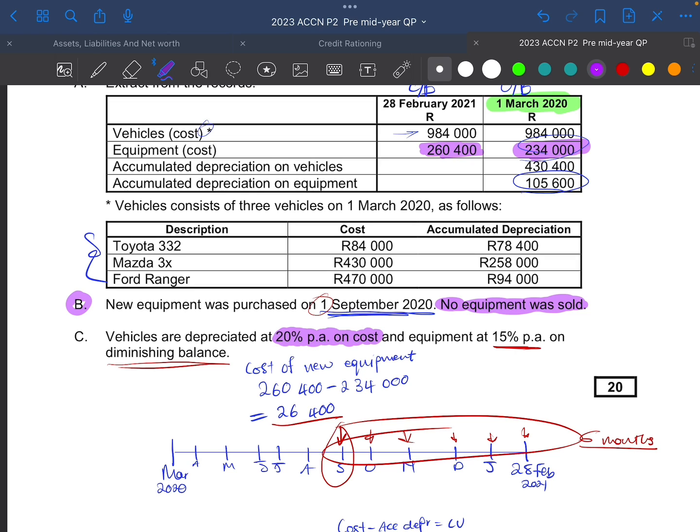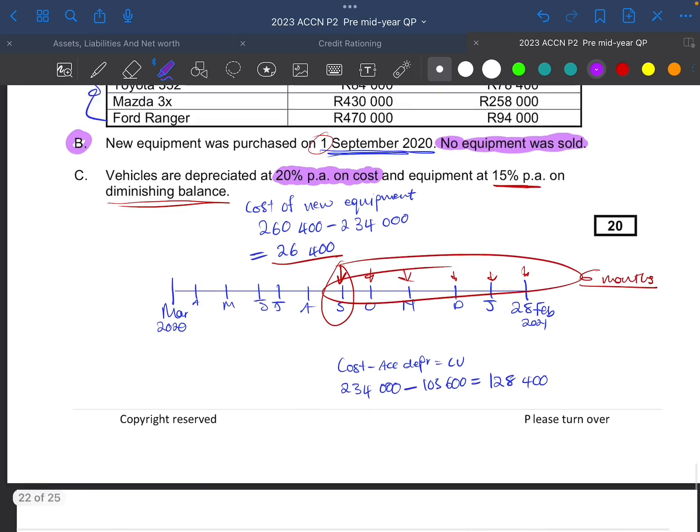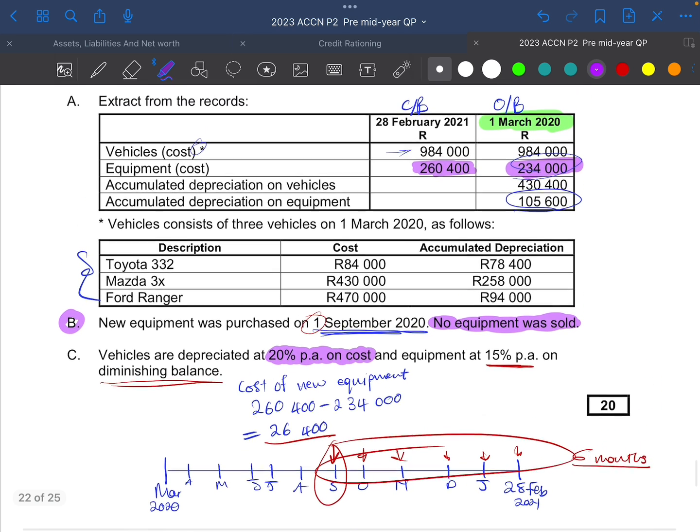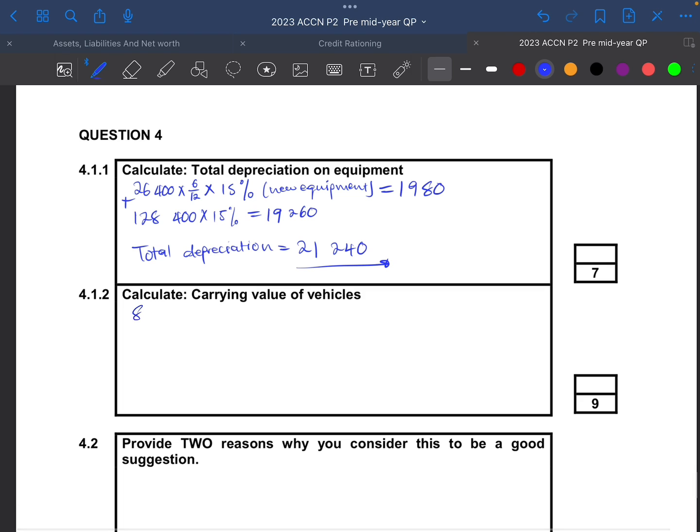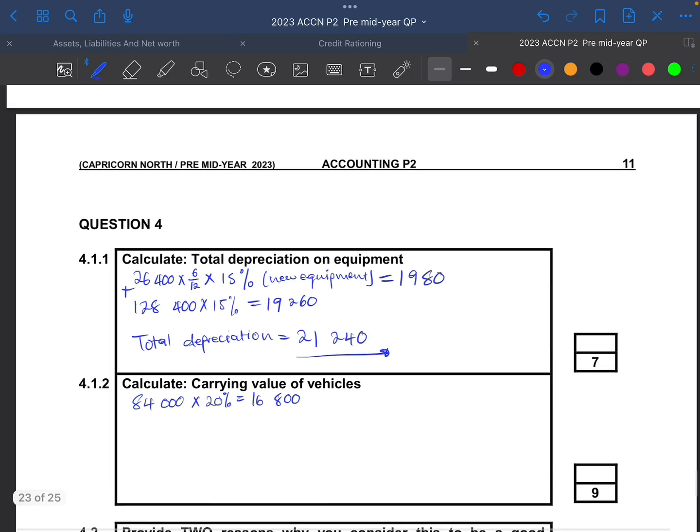All right. So now with vehicles, the carrying value, we are just going to approach it as we see of each vehicle step by step. So remember that it's 20% per annum on cost. Okay. So the first vehicle is a Toyota 332 with a cost of 84,000 and accumulated depreciation is 78,400. So it's 20% on cost. So it's 84,000 multiplied by 20%, which will give 84 times 20%, which is 16,800.